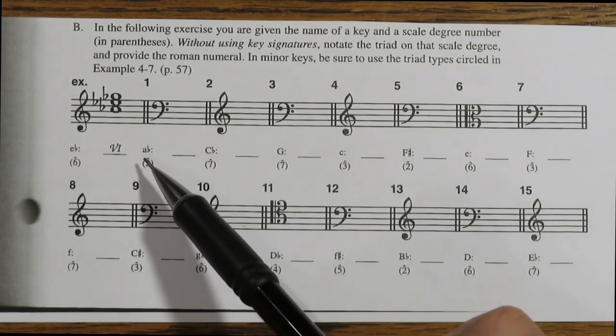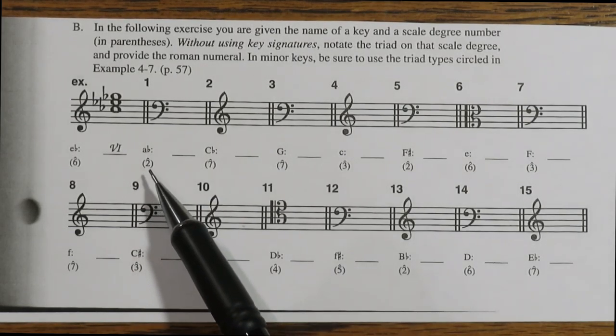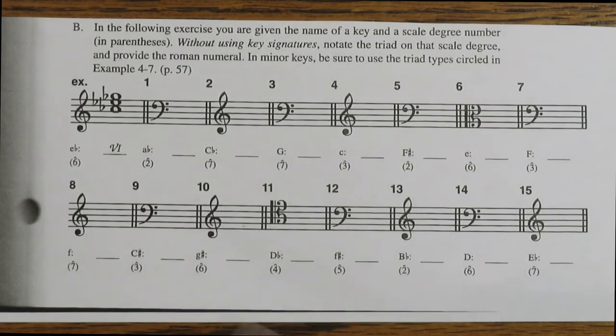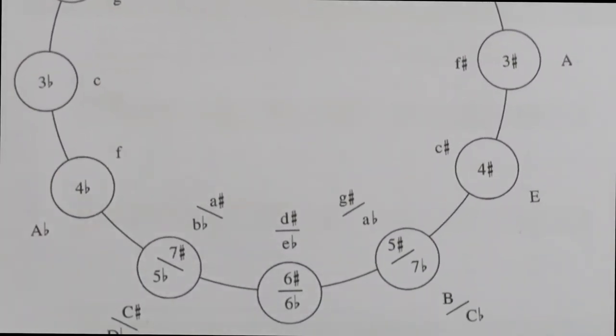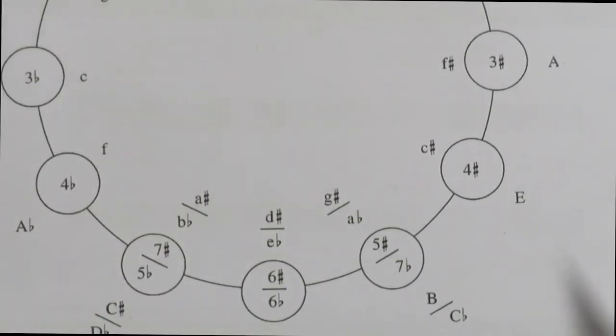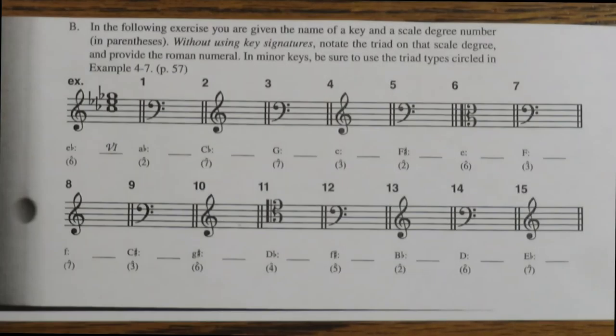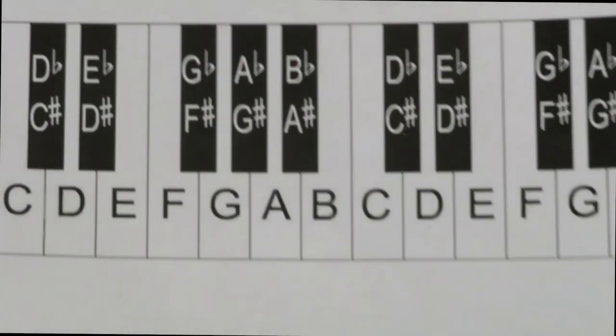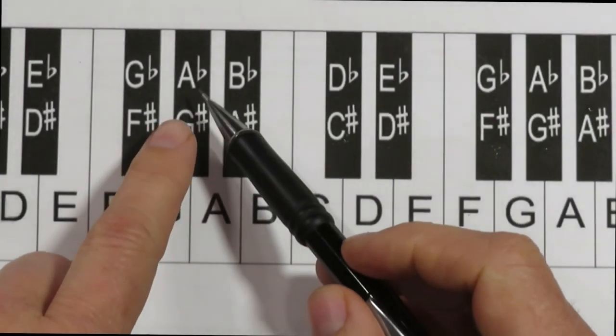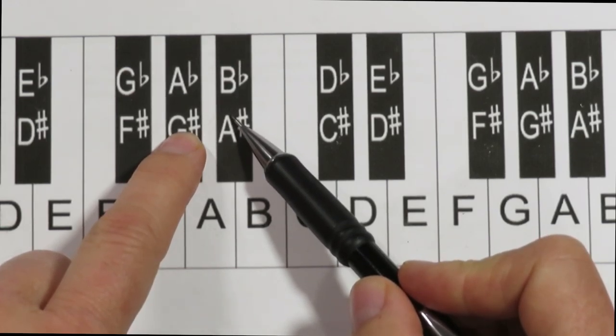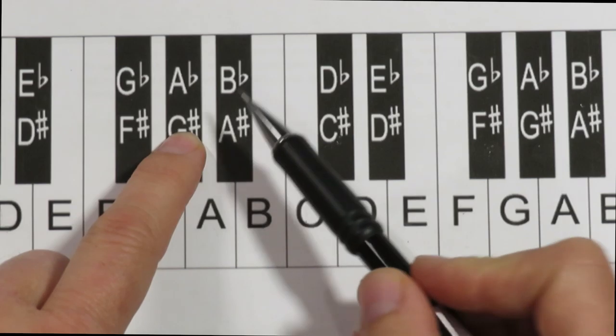the first one, we are in A flat minor, and we want to build a two chord. So in A flat, there are seven flats, okay? It's the relative of C flat major, and here's your A flat minor. So there are seven flats. There are seven notes in the scale, so everything is flatted. And we want to build a two chord. So from A flat, we go up a whole step, and there's our two chord, B flat.